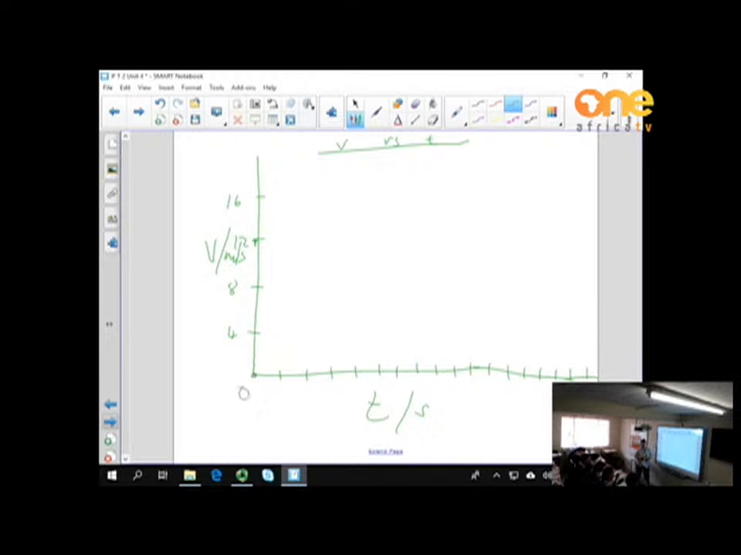They say a car starts from rest. There's the 0. Okay. So he starts from rest and he accelerates at 2 meters per second squared for 6 seconds. Now, 1, 2, 3, 4, 5, 6 seconds.